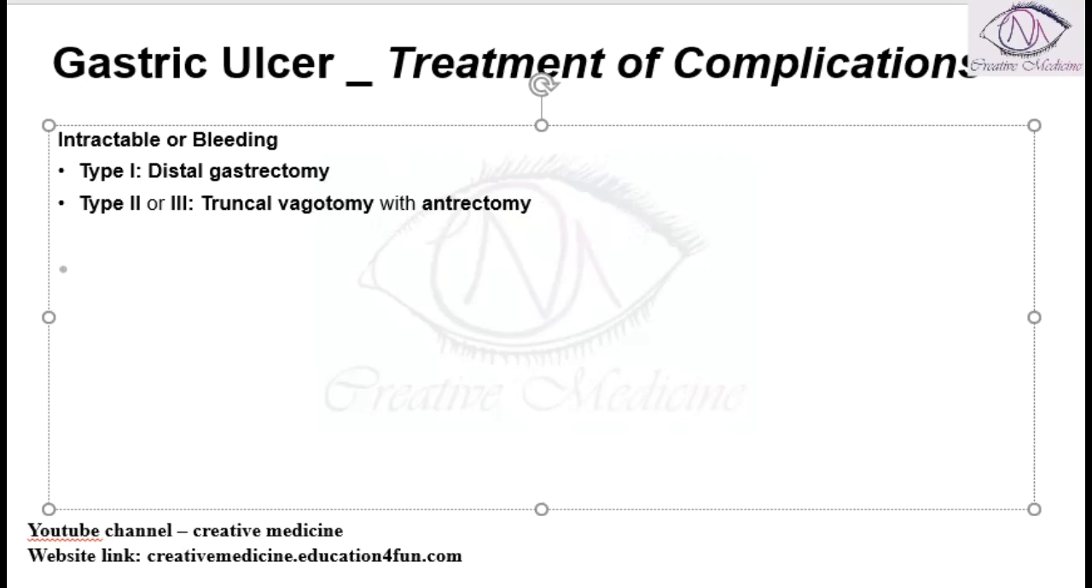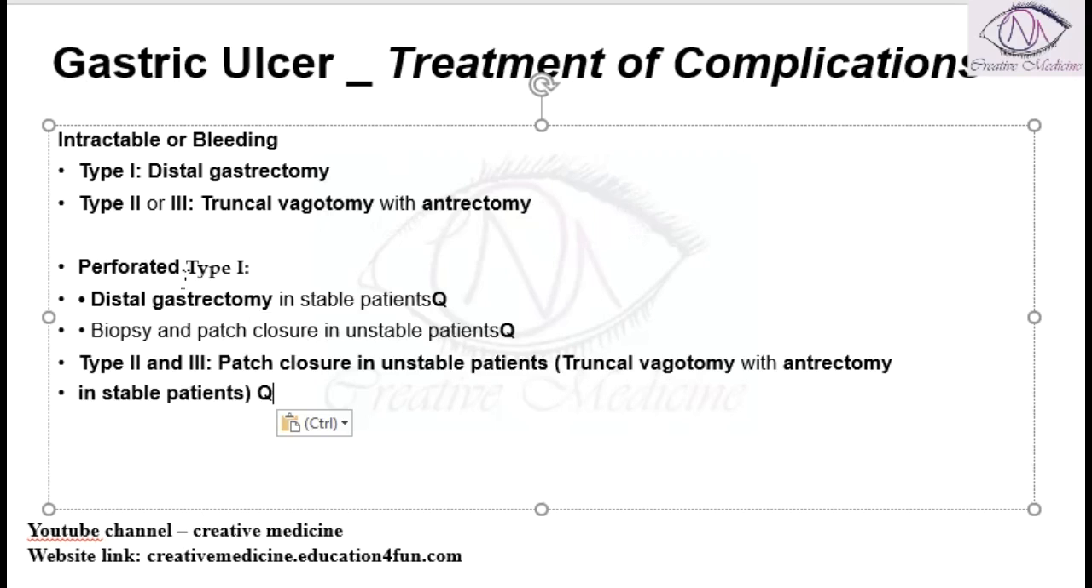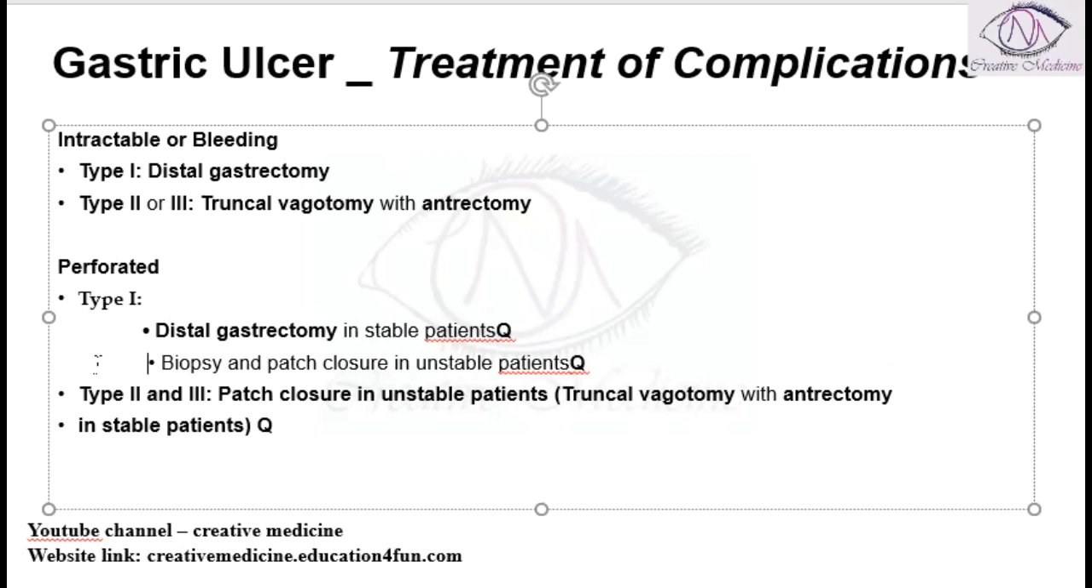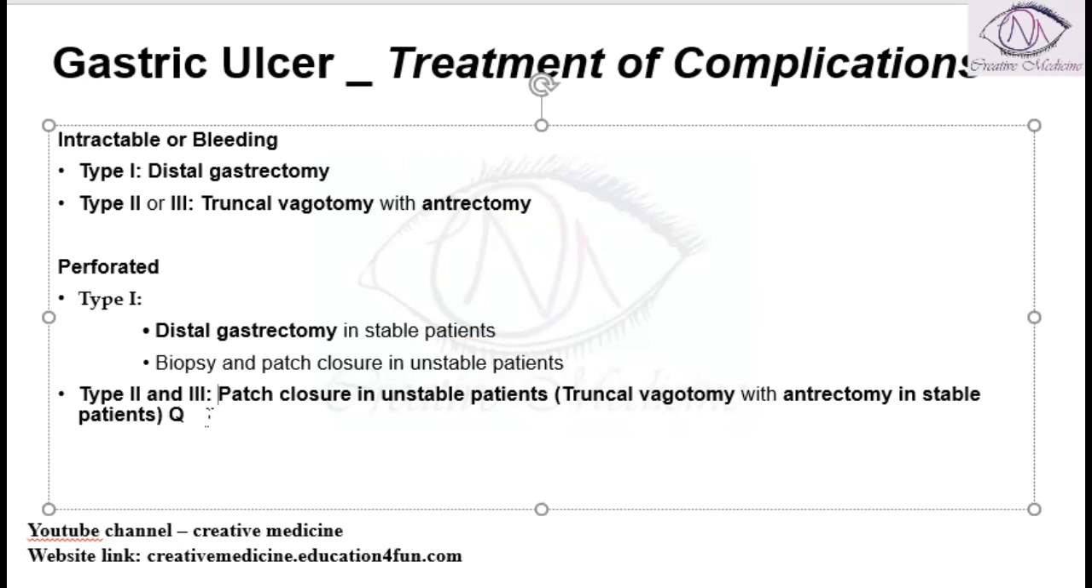If there is a perforated gastric ulcer, then for type 1, we can do a distal gastrectomy in stable patients. If the patient is unstable, then you can do a biopsy with patch closure.